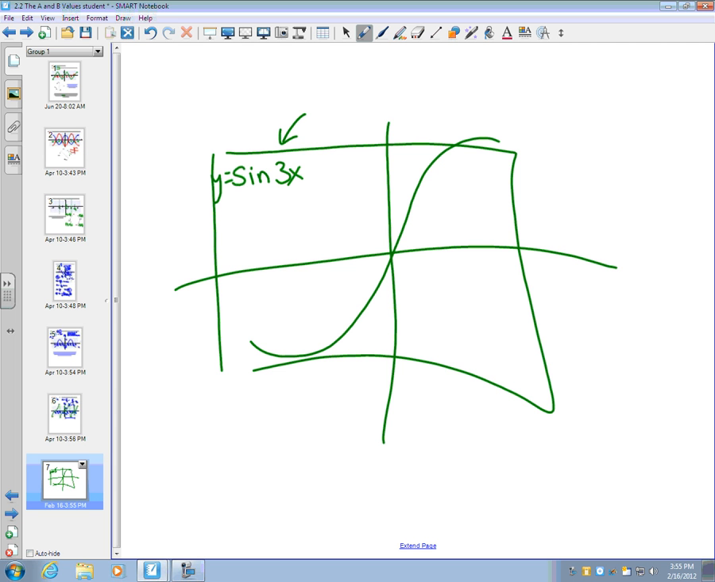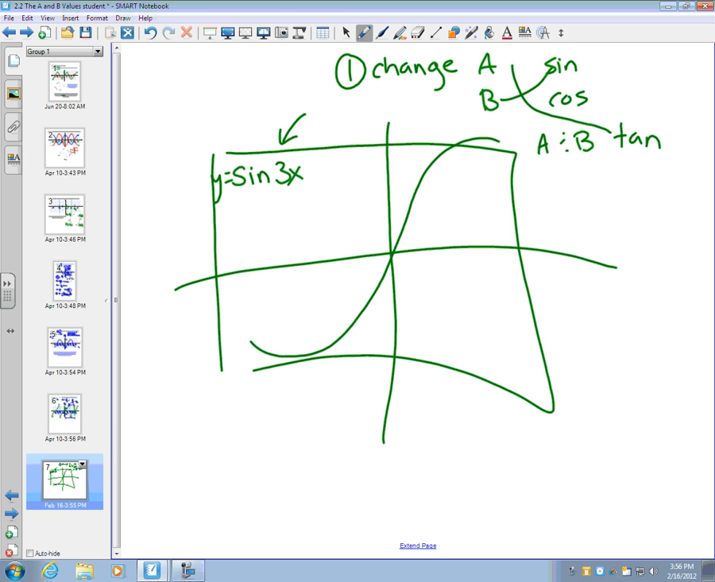You're going to do one where you change an a value, one where you change a b value, and one where you change an a and a b value. And one has to be on a sine graph, one has to be on a cos graph, and one has to be on a tan graph. But you might want to switch up what goes together. But you need to change each of those values and put it on a graph overlay.